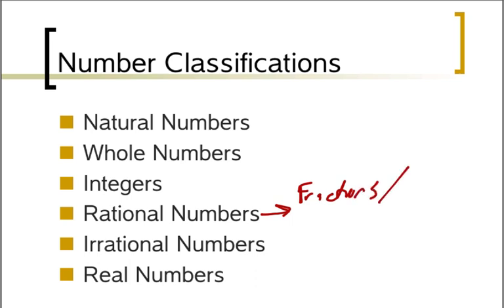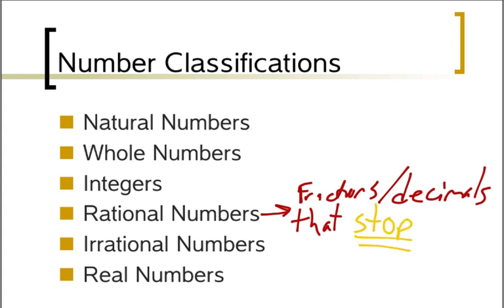that, and specifically decimals, that either stop or they repeat forever. Okay? Now, for an example, we're talking about like 2/3.